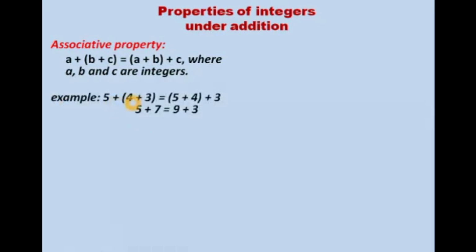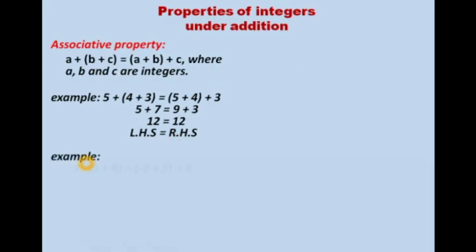Example, 5 plus the sum of 4 and 3 is equal to the sum of 5 and 4 plus 3. Here at the left side, the second and the third integers are grouped using bracket, and at the right side, the first and the second integers are grouped using bracket. Here 4 plus 3 is 7, which is added with 5. 5 plus 4 is 9, which is added with 3. 5 plus 7 is 12. 9 plus 3 is 12. Left hand side is equal to right hand side.